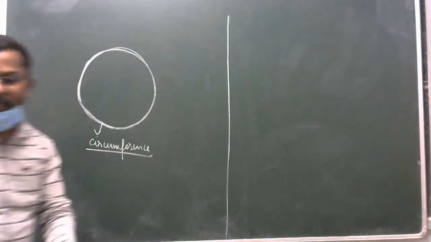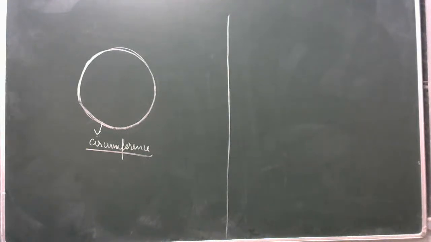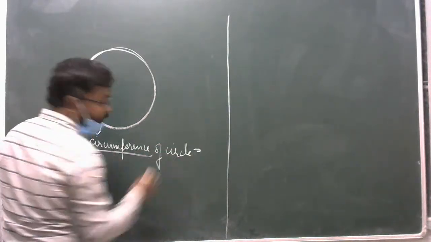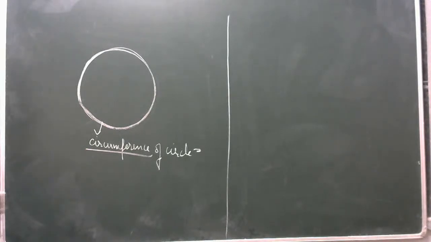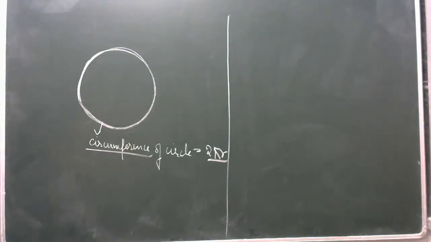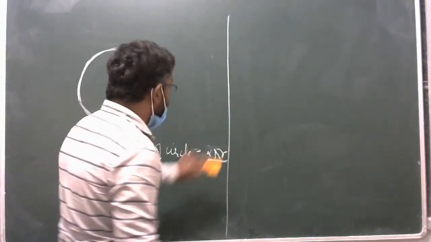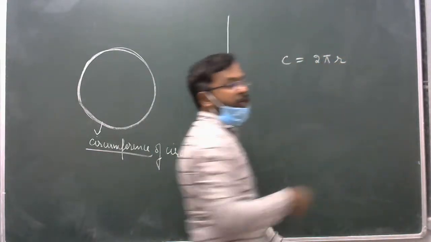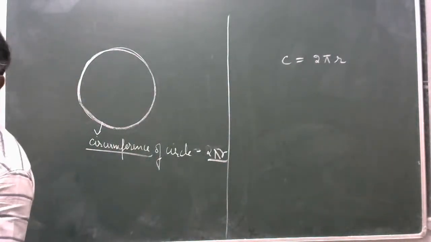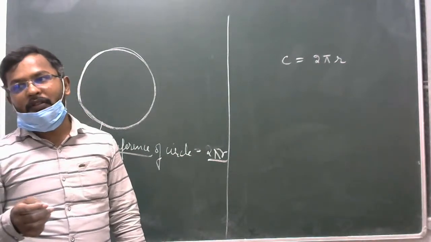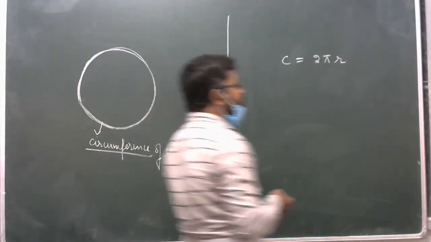Now, in today's class, we are finding the circumference of a circle, and in order to find the circumference of a circle, the formula will be, anybody knows the formula? The formula will be what? 2 pi r. Okay, so this is the formula to find the circumference of the circle, 2 pi r. This symbol we call pi, and pi has a particular value. Anybody know the pi value?